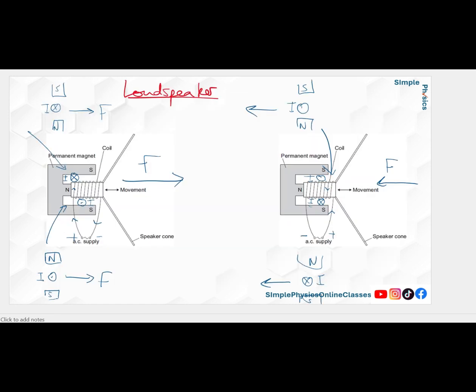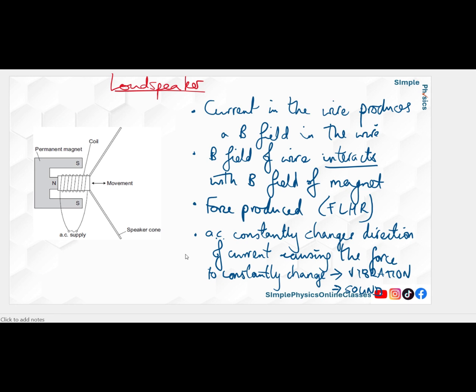And then you've got to give context. The last point is context. So here you have an AC supply, not a direct current. The AC constantly changes the direction of the current, causing the force to constantly change direction, which means the cone moves back and forth. Vibration creates the sound. Can you see? If you're not sure how it works, at least explain why it moves. So regurgitate, write it 50 million times, whatever.